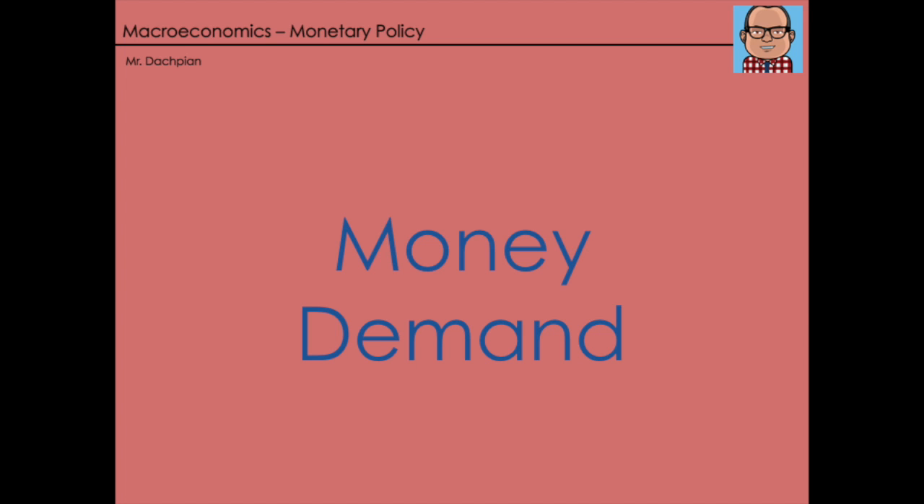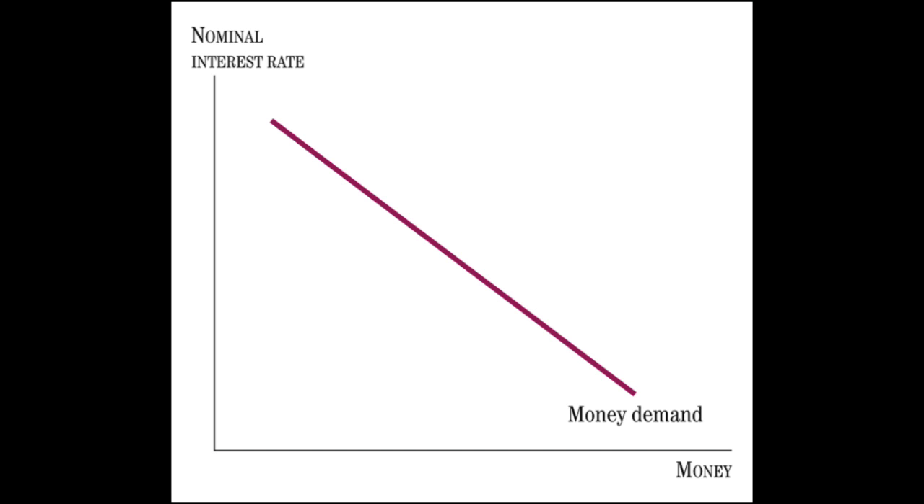Money demand is a relationship between the nominal interest rate and the quantity of money that people are willing to hold at any given nominal interest rate. The money demand function is a downward sloping line, illustrated here.